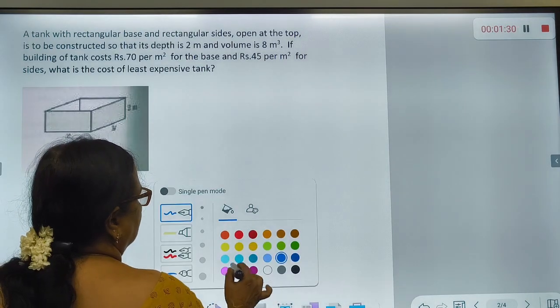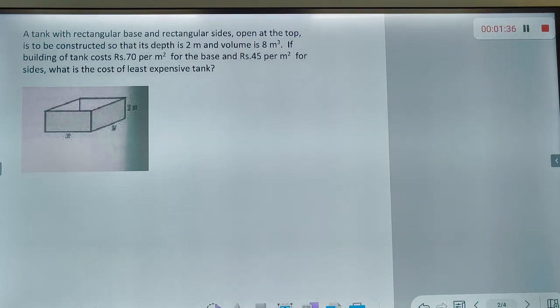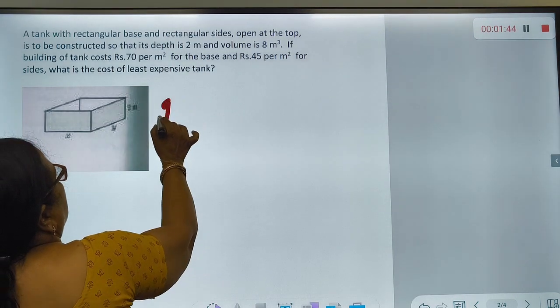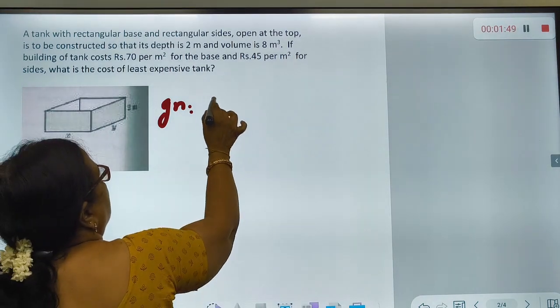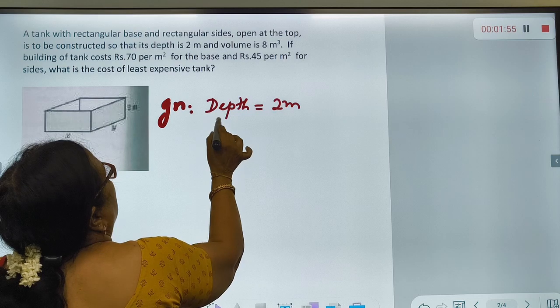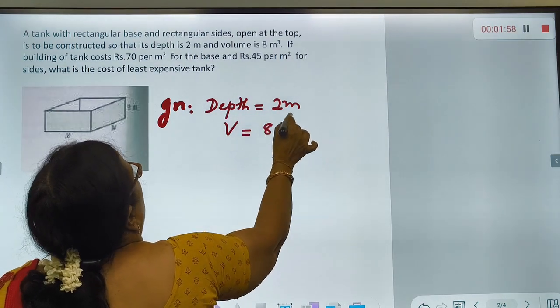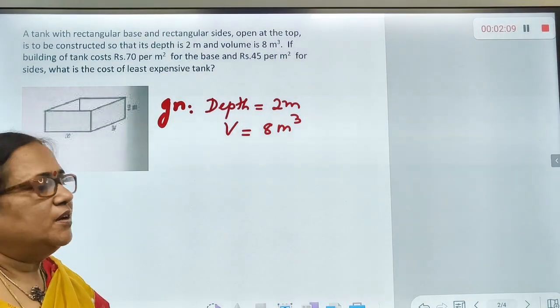A tank with a rectangular base and rectangular sides, open at the top, is to be constructed so that its depth is 2 meters. So what is given? Depth is 2 meters and volume equal to 8 meter cube. If the building of the tank costs rupees 70 per meter square for the base and rupees 45 per meter square for the sides, what is the cost of the least expensive tank?